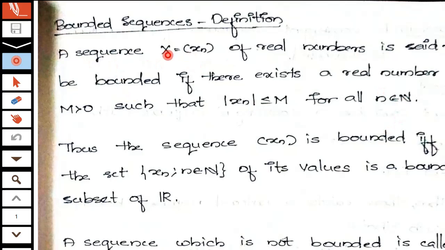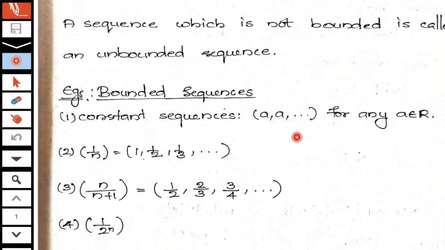So, a sequence (xn) of real numbers is said to be bounded if there exists a real number M which is greater than 0 such that |xn| is less than or equal to M for all n belongs to N. So, let's consider some examples. First one is constant sequences. You know what is a constant sequence? The sequence a, a, a, etc. for any a belongs to R is a constant sequence.